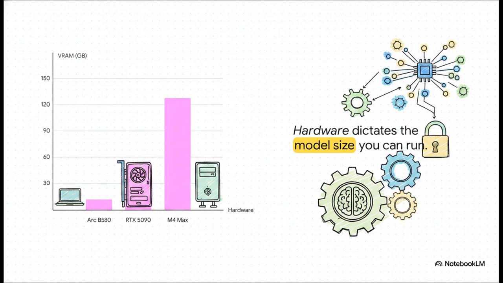Now, when we look at the hardware landscape, it's pretty fascinating. On the budget-friendly side, we have the Intel Arc B580 at 12 gigabytes, which is great for smaller models. Then we've got our RTX 5090 sitting at that 32 gigabyte sweet spot. But then we have Apple Silicon's counter-revolution, the Mac Studio M4 with 128 gigabytes of memory or more. Because Apple uses a unified memory architecture, the CPU and GPU actually share one massive memory pool.